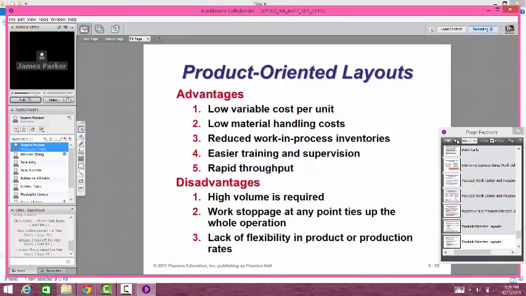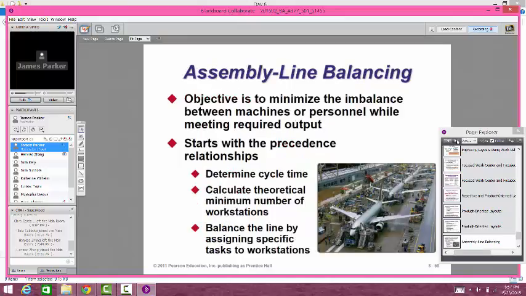Product-oriented layouts, so the low cost per unit, easier to train and supervise, rapid throughput. Disadvantages, you do need that high volume, and work stoppage is going to be a problem because you've just got a single line with a single product normally. The balancing, believe it or not, these aircraft in a facility like this are actually on a track. They may only be moving a few inches per hour, but they are coming on down the line in succession.